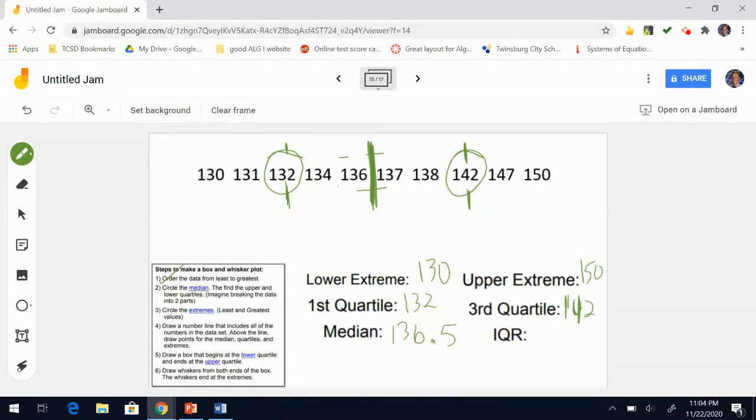I'm struggling with writing for some reason tonight. 132 and 142, how many spots are in between there? My interquartile range between that first quartile and that third quartile is 10. You can already see how this box is forming without a number line.